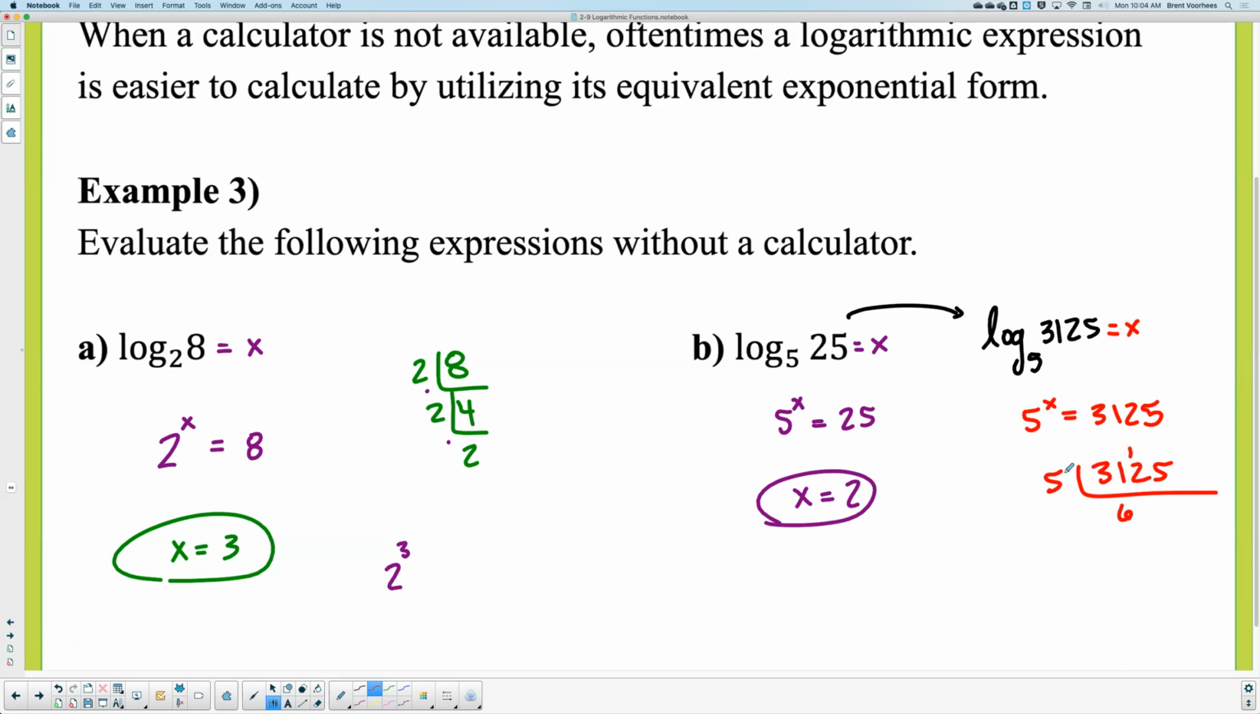So that carryover 1 begins at a 12. Can 5 go into 12? Twice. With how many left over? 2. Can 5 go into 25? Yes. How many times? That means 5 goes into 3125 625 times.